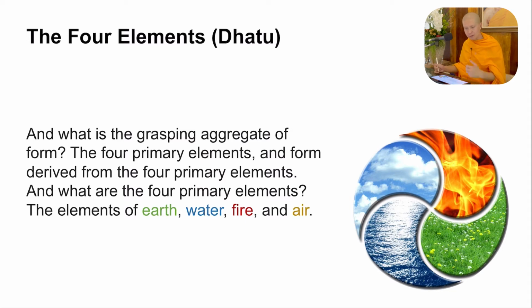There are something called the four great elements. And what is the grasping aggregate of form? The four primary elements, or the four great elements. We exist because of these four elements. What are the four elements? Earth element, water element, fire element, and air element.